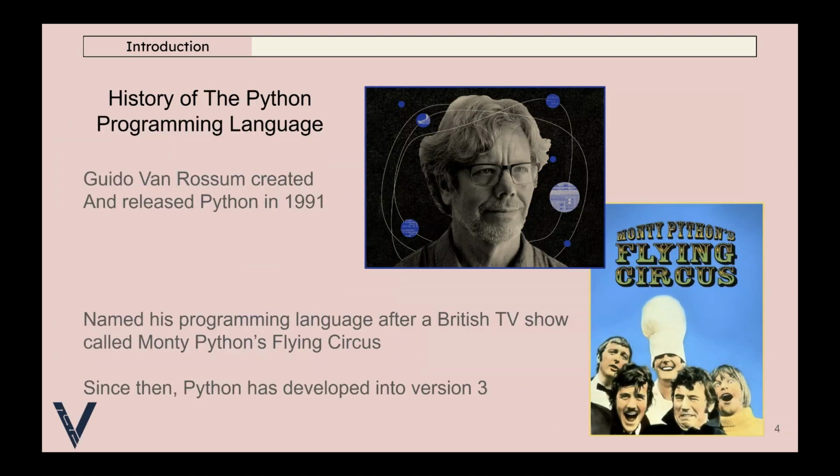So, a little history on the Python programming language. It was first developed in 1991 by Guido van Rossum. He actually named it after his favorite British TV show called Monty Python's Flying Circus. Since then, Python has developed into version 3, and many different companies use it in order to analyze their data sets.